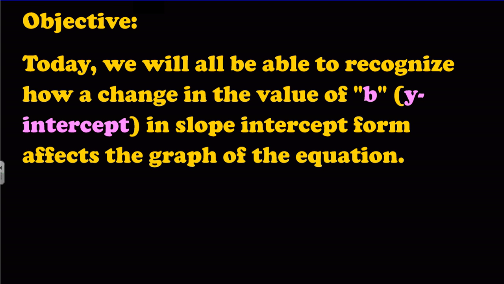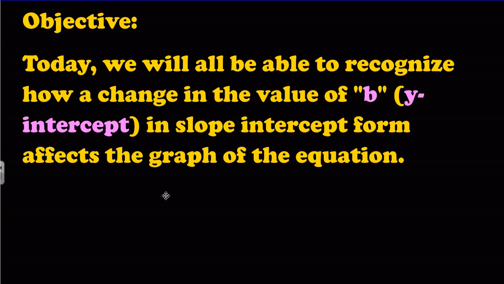All right, ladies and gentlemen, today we will all be able to recognize how a change in the value of b of slope-intercept form affects the graph of the equation. So we're going to just change what's known as the y-intercept.